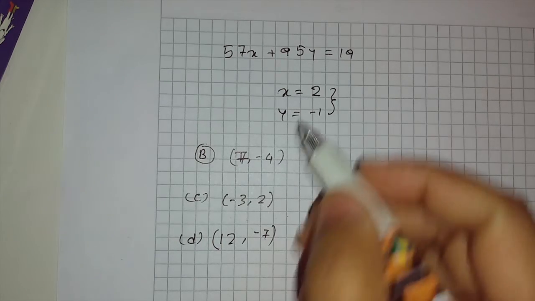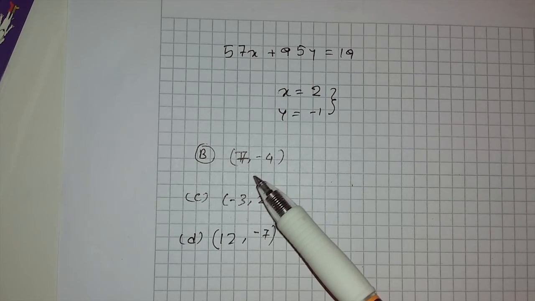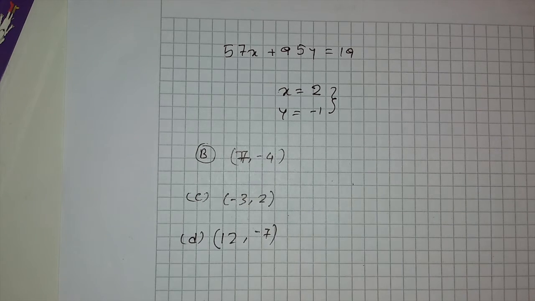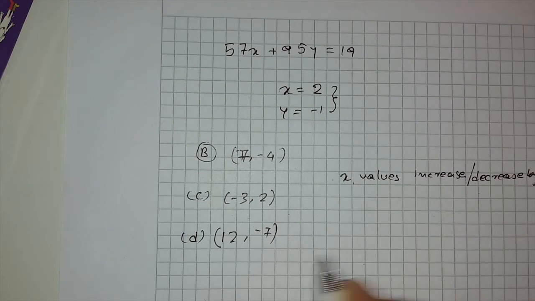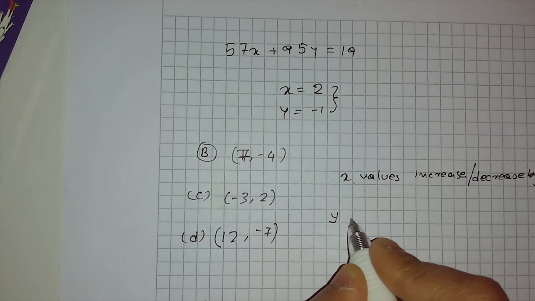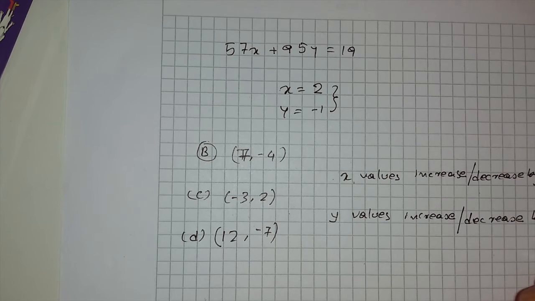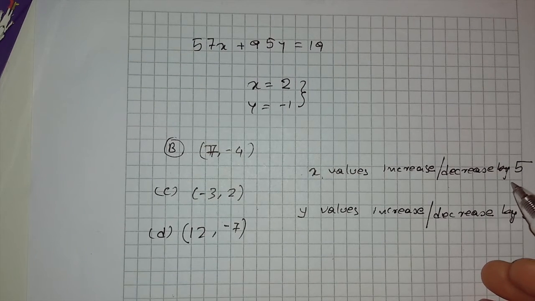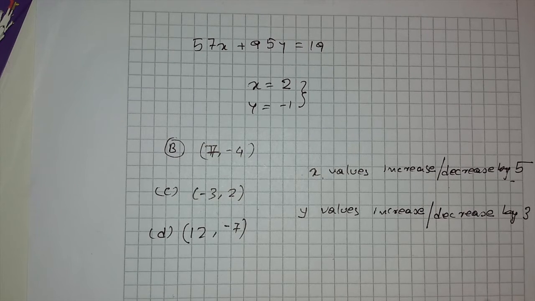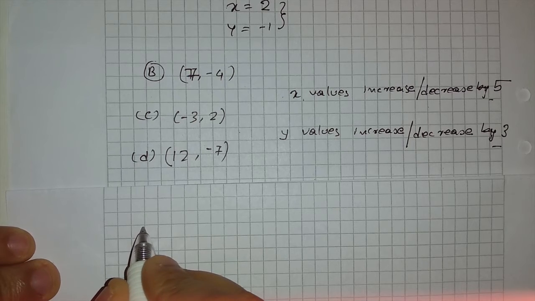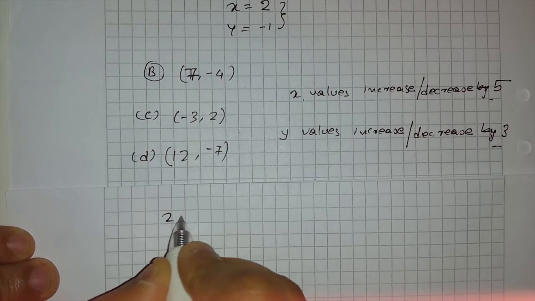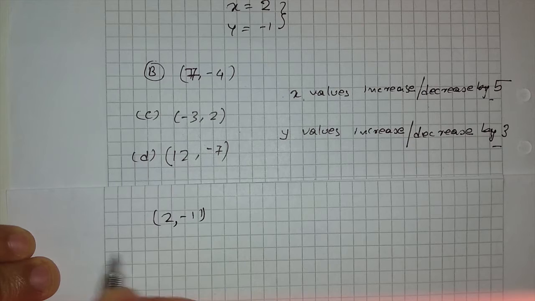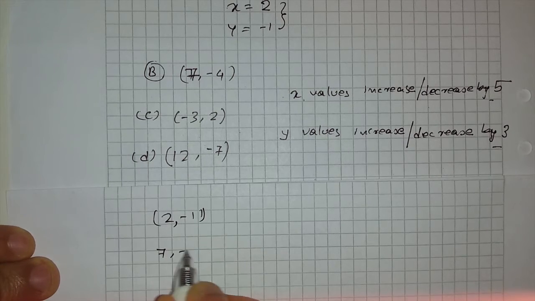And the common thing is that the x values are either increasing by 5 or decreasing by 5, and the y values increase and decrease by 3. So the x values increase and decrease by 5 and the y values increase and decrease by 3. Now the first solution that we found was 2n minus 1. Alright, and the next solution that we found is 7n minus 4.